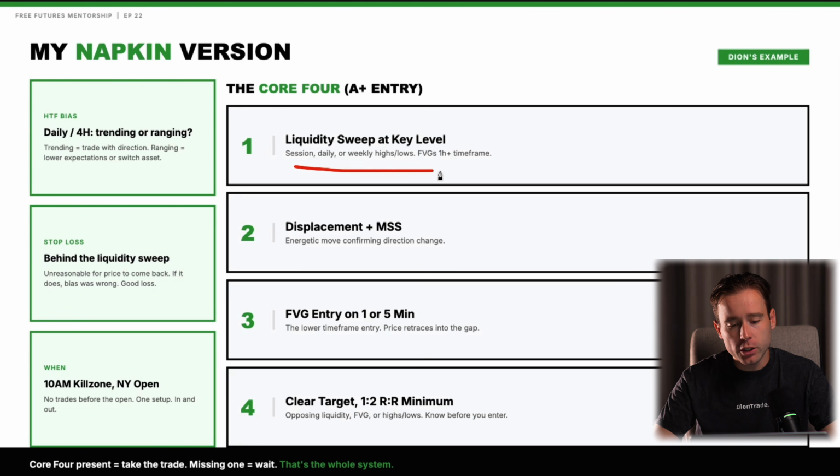For me, it's a liquidity sweep in a key level. A key level is nothing more than internal and external range liquidity. That means an old high or low or a fair value gap, at least session liquidity, daily or weekly liquidity. If you're not sure what liquidity is, go back into this mentorship and find the liquidity video. It will explain everything in great detail.